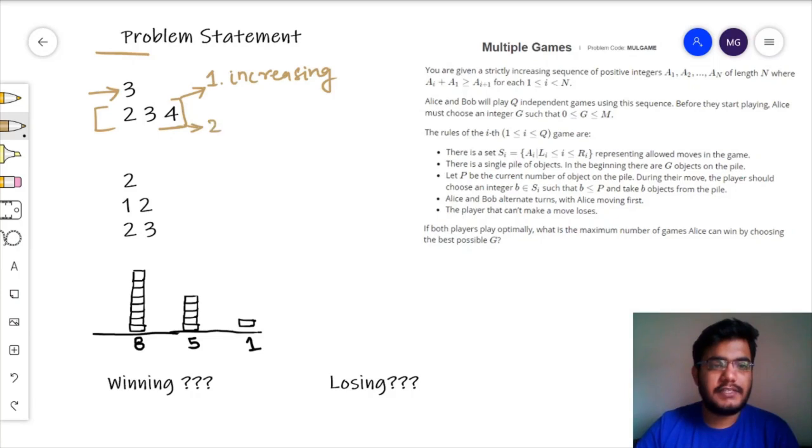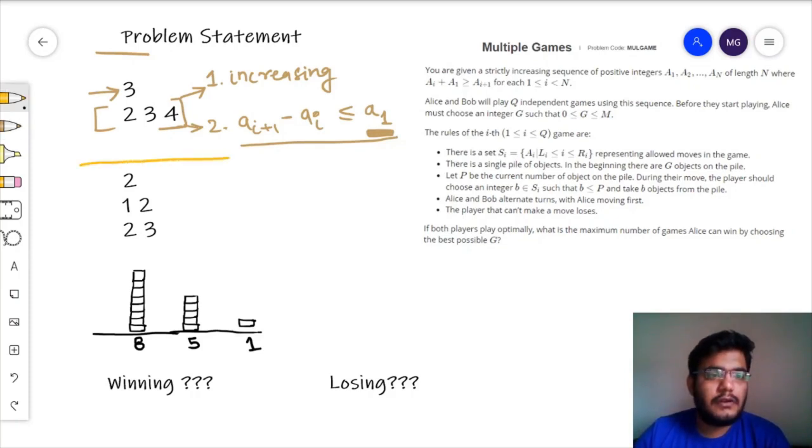And the second property followed by this array is that a[i+1] minus a[i] is less than or equal to a1, which is the first element in the array. Basically, the difference between two subsequent elements in the array is at most the first element of the array. This property you need to note down, as we will be using it further in the solution.